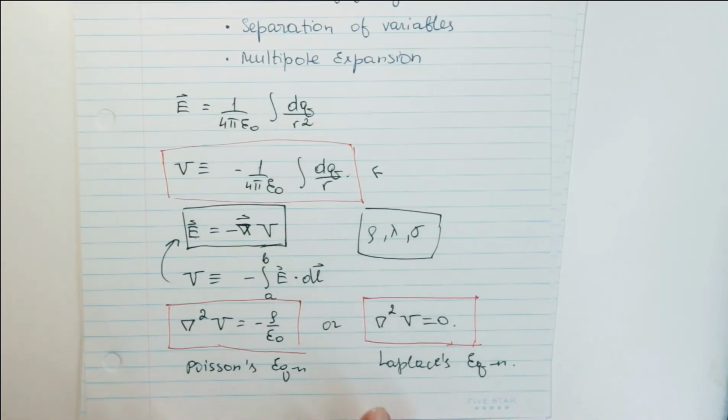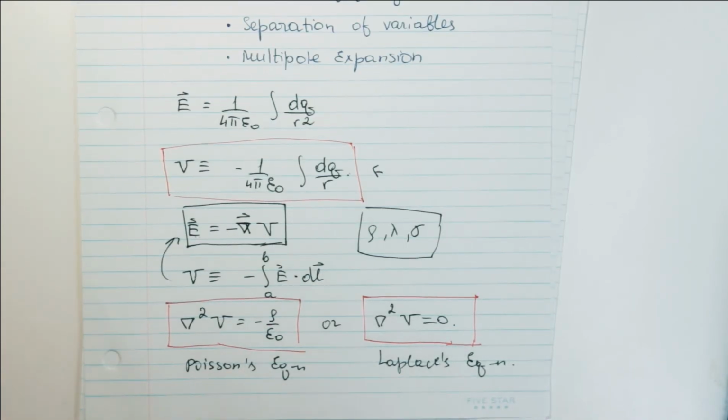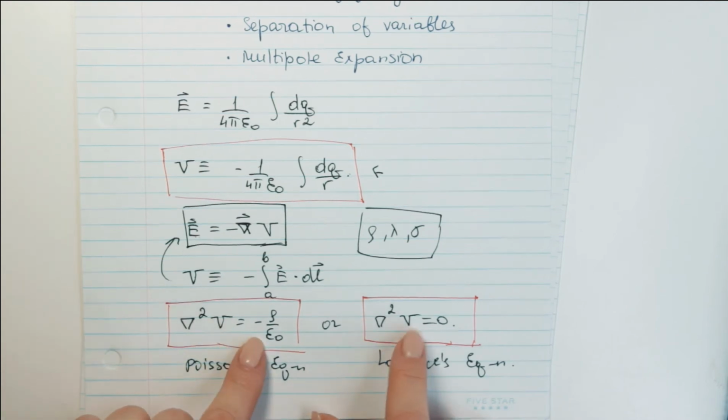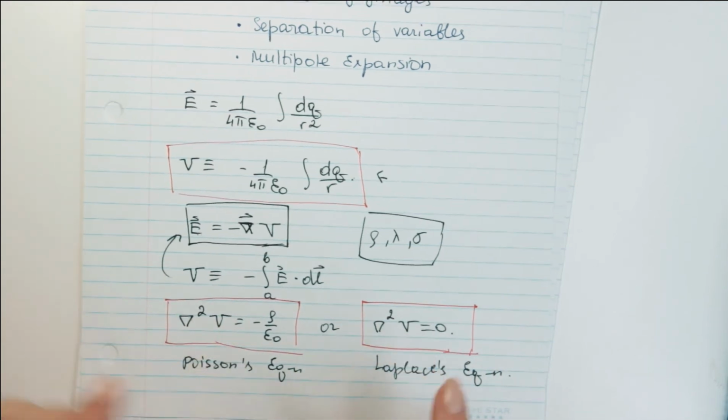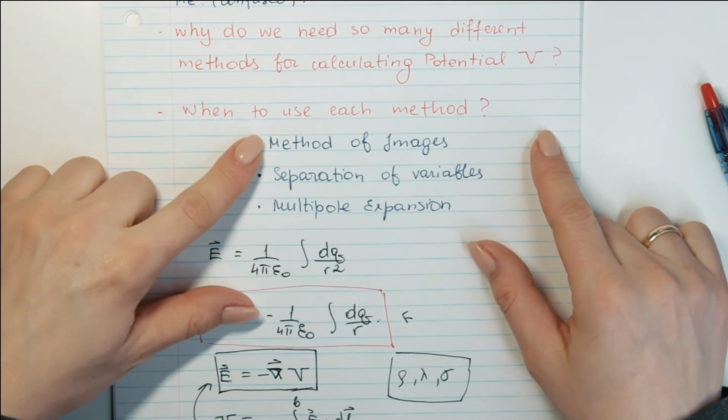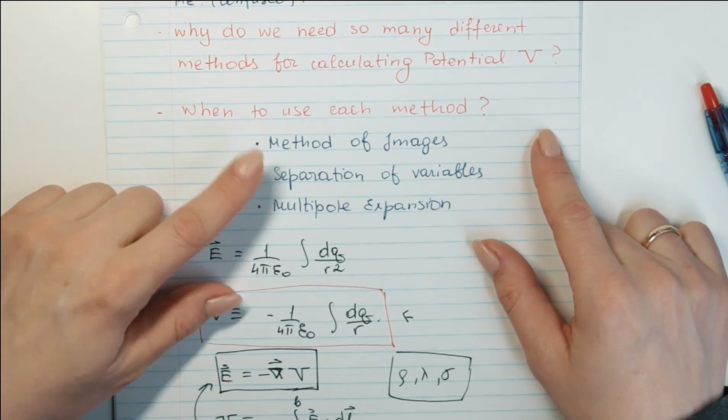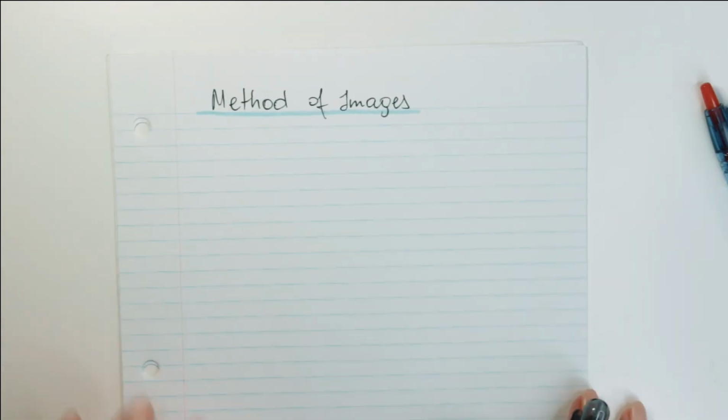Now, moving on to briefly describe a few methods to find the potential that will solve these equations. These are method of images, separation of variables, and multipole expansion. How do we know when to use which of the three methods? In general, the configuration of the problem determines when to use which method. The first one is method of images.